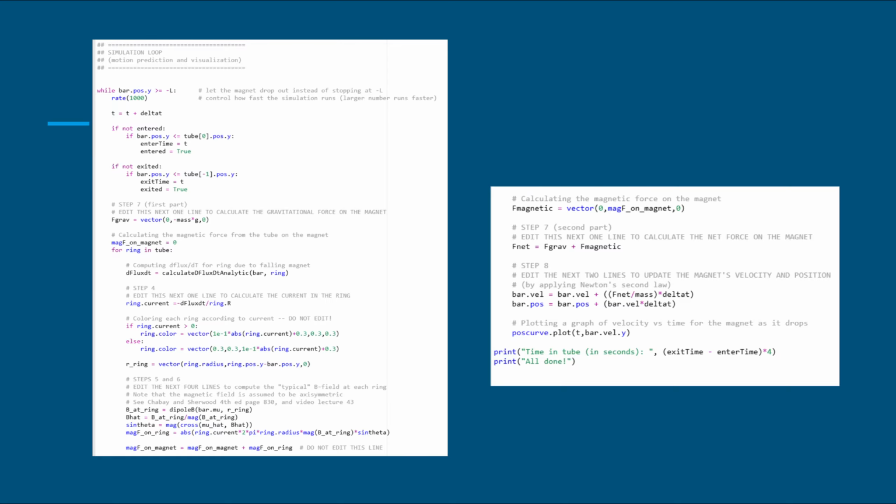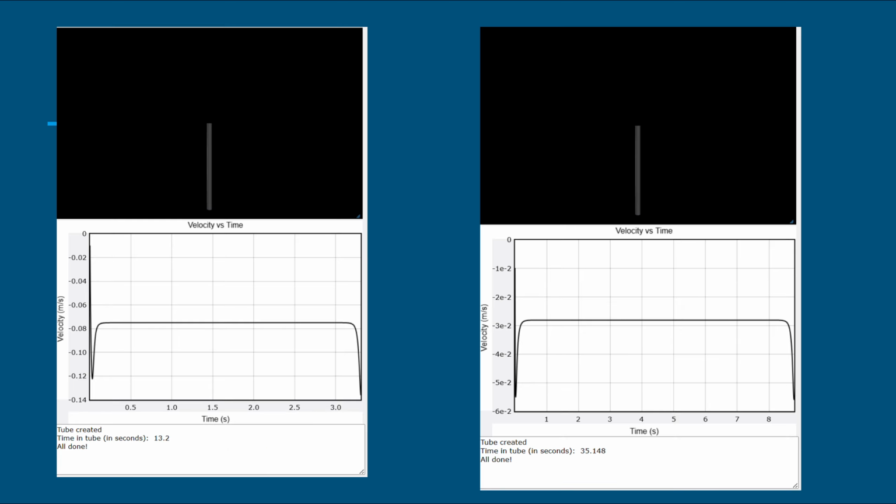And then here you can see we're now actually simulating it falling through the tube. And then on the second part, you can see we calculate the net force and the velocities of the magnet, and then finally we calculate the total time it took to fall through, and we multiply that by 4 for a comparison to the experimental value.